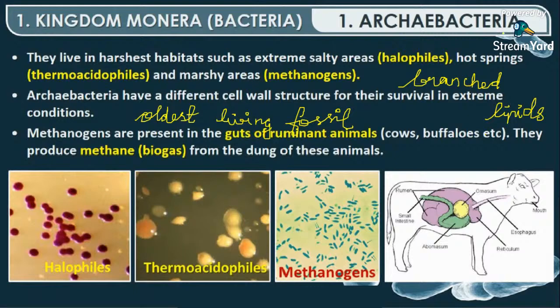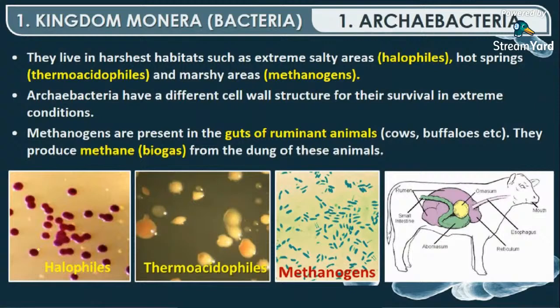So this can be further classified into halophiles, thermoacidophiles, and methanogens. Bacteria that are found in extreme salty areas are known as halophiles. Bacteria that are found in hot springs are known as thermoacidophiles. Bacteria that are found in marshy areas are known as methanogens.